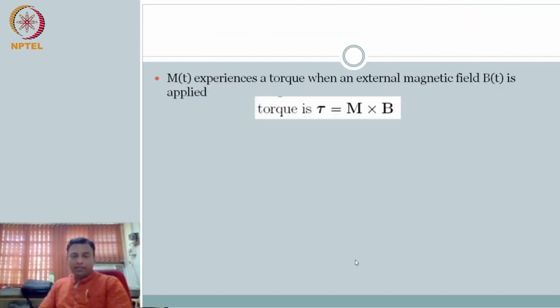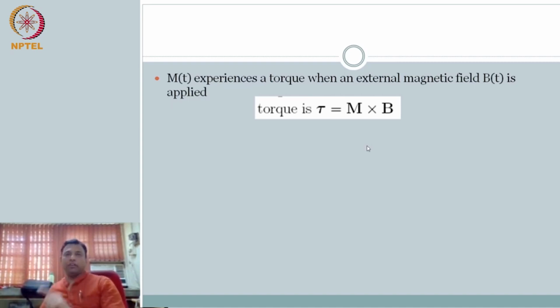When you have M of t, it experiences a torque. So we have the net magnetization vector. If you have an external magnetic field, then this magnetization vector is going to experience a torque, which is given by tau is equal to M cross B. Very similar to what you have with the gravitational field.